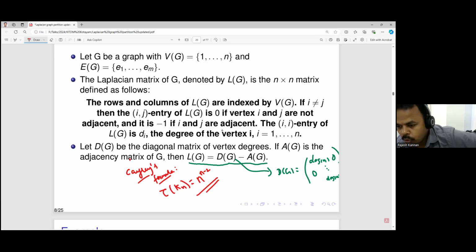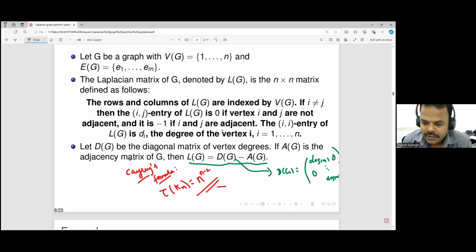After removing the row and column, you end up with an n minus 1 by n minus 1 submatrix. Compute the determinant of this matrix and apply the absolute value. It's an integer matrix, so you will get an integer. That positive integer will tell you the number of spanning trees in your graph.